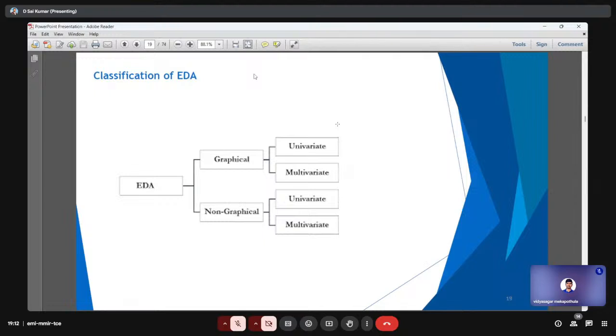If you see this exploratory data analysis part, it is classified into two types. Generally we have graphical and non-graphical, under which we will see univariate and multivariate. We'll see what is this univariate and multivariate. So the classification of this exploratory data analysis, that is with respect to graphical and non-graphical, we'll see in detail.